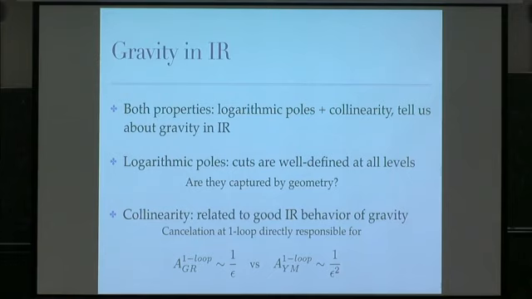Now, these collinearity conditions actually are directly related to the good IR behavior of gravity. The one-loop check at 4 point I showed you, the fact that it behaved like that in this collinear region, is actually directly responsible for the fact that the one-loop amplitude behaves like 1 over epsilon in dimensional regularization and not like 1 over epsilon squared as in Yang-Mills.